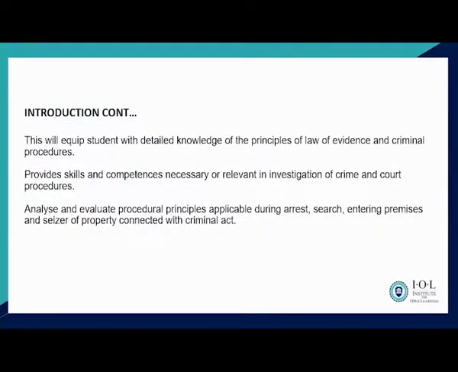This will equip students with detailed knowledge of the principles of law of evidence and criminal procedures, and provide skills and competences necessary or relevant in the investigation of crime and court procedures. It will analyze and evaluate procedural principles applicable during arrest, search, entering premises, and seizure of property connected with criminal acts.